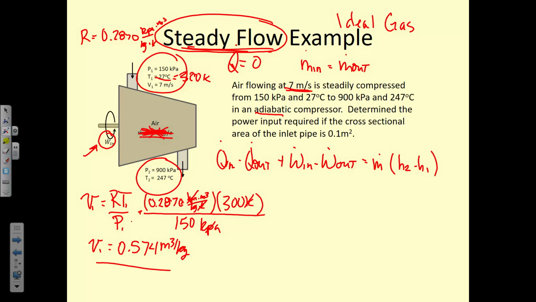Okay, so how do I use that to find a mass flow rate? What's the relationship between mass flow rate and volume, for example? Okay, there's a velocity term in there.